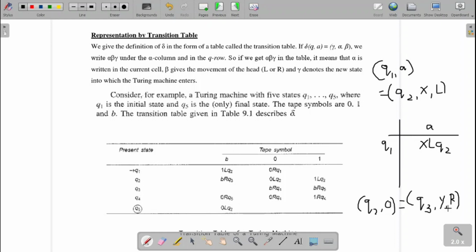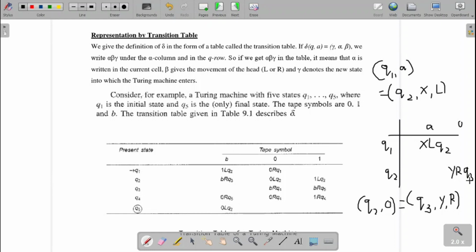To write the table entry for this one, it will be written as Q2 on 0. This 0 I will replace with Y. Then I will have the right move, and I will change the state to Q3. This is how we represent it using the transition table. I hope it is clear.